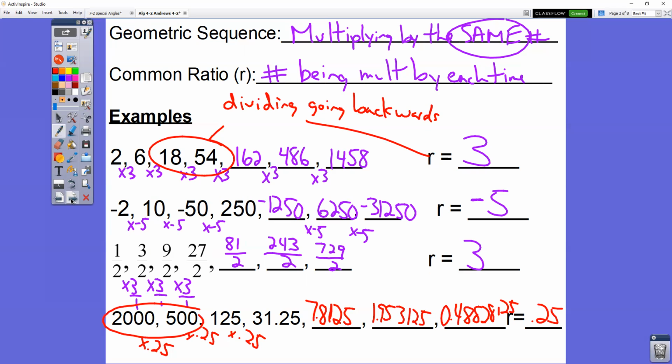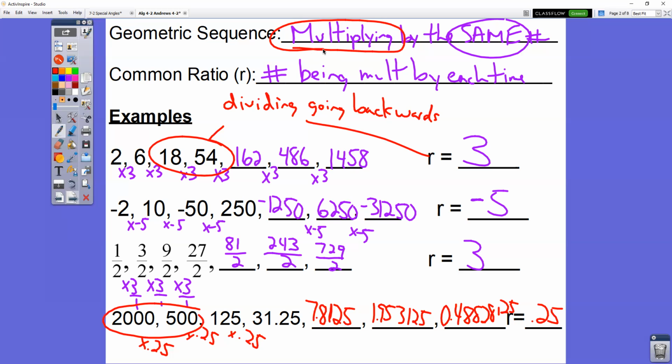Now, one of the other things you have to be careful of is you can't say dividing by 4. It's very, very tempting in like this last problem. Some of you might have thought, well, how do I get from 2,000 to 500? I'm dividing by 4. You can't say dividing in any of this. Geometric sequences are multiplying only. You can't say dividing.